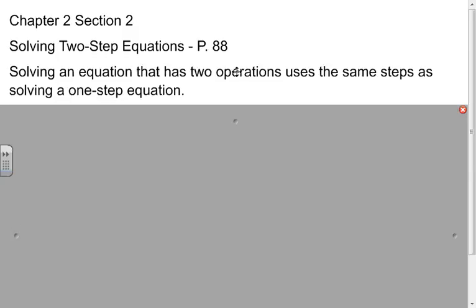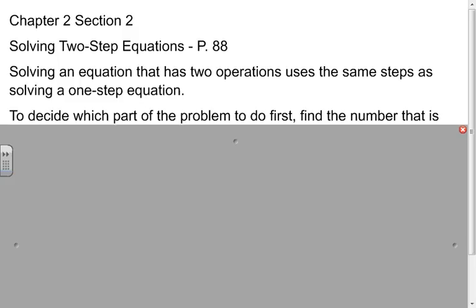Solving an equation that has two operations in it uses the same steps as solving a one-step equation. You just have to repeat the steps a second time. So you do the steps a total of twice. The key to the entire problem, if you have two operations, is you have to figure out which one to deal with first. And there's a simple way to remember that.